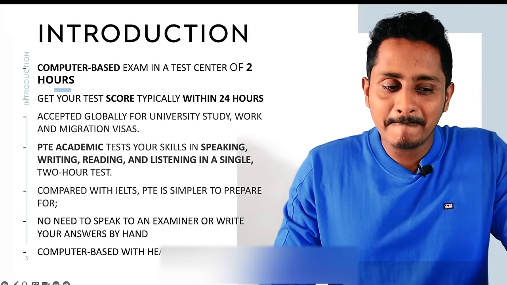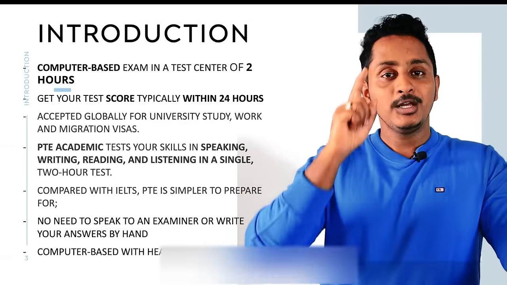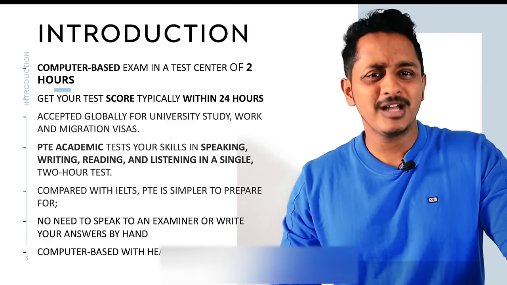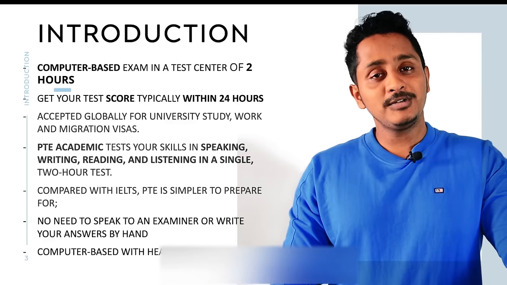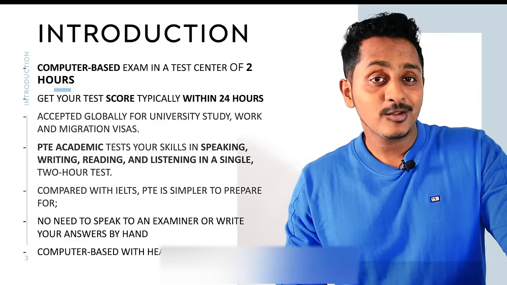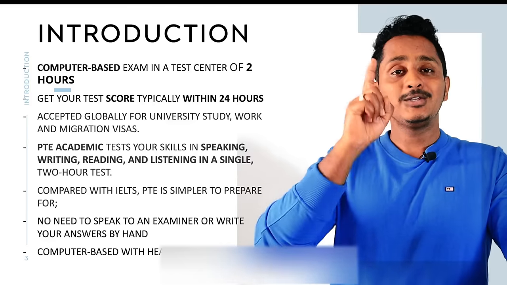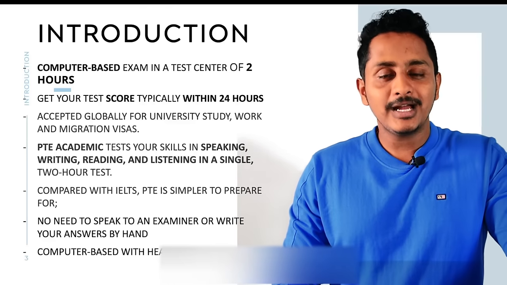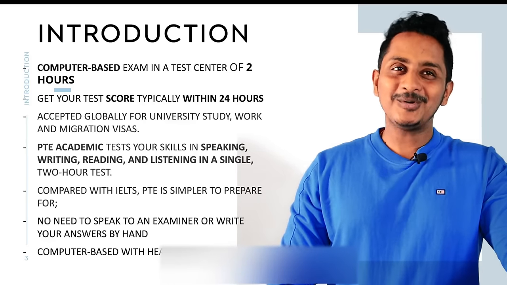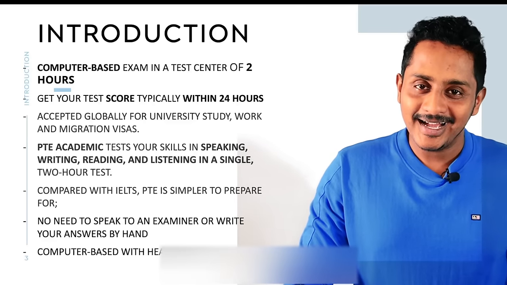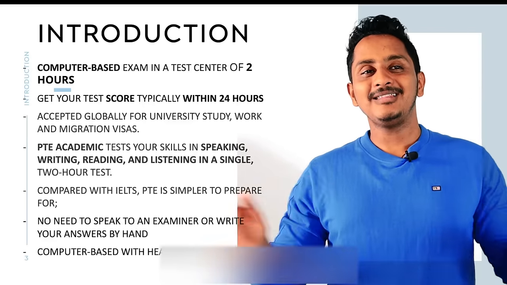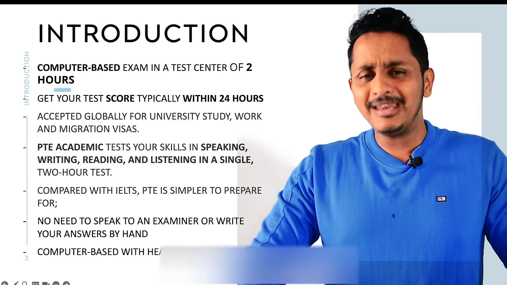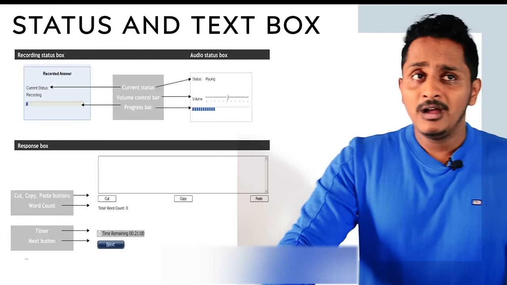It's a computer-based exam of 2 hours. There is no break in between. You get your scores usually within 5 days. That's what Pearson says, but in 24 hours, sometimes within 4 or 5 hours, you get your scores. It is accepted globally for universities all across the world, and especially for Australian PR. It tests speaking, writing, reading, and listening skills in a single 2 hour test. Compared with IELTS, this is a far easier exam. I don't say very easy, but compared to IELTS, it is less difficult. And there's no need to speak to an examiner; you will be just communicating to the black box computer. Headset and mic will be given, and you don't have to carry anything apart from your passport to the examination hall. This is an overview.